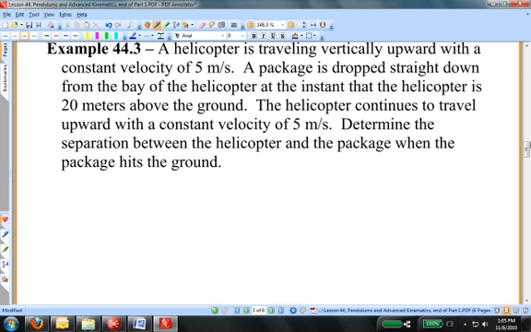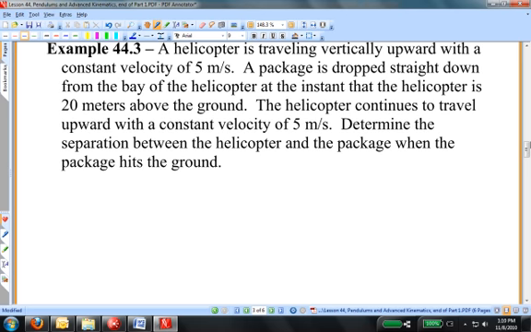A helicopter is traveling vertically upward with a constant velocity of 5 meters per second. A package is dropped straight down from the bay of the helicopter at the instant that the helicopter is 20 meters above the ground. The helicopter continues to travel upward with a constant velocity of 5 meters per second. Determine the separation between the helicopter and the package when the package hits the ground. Oh my word, how in the world are we going to solve this problem?